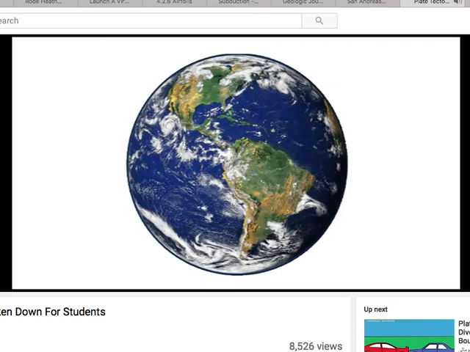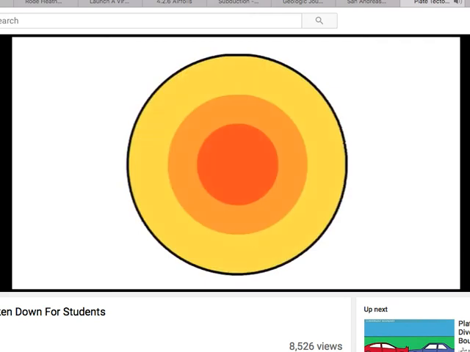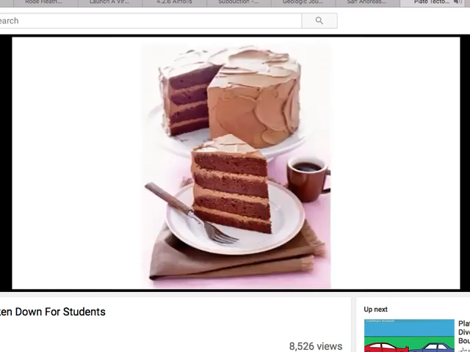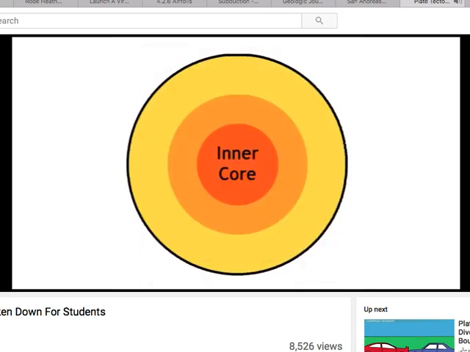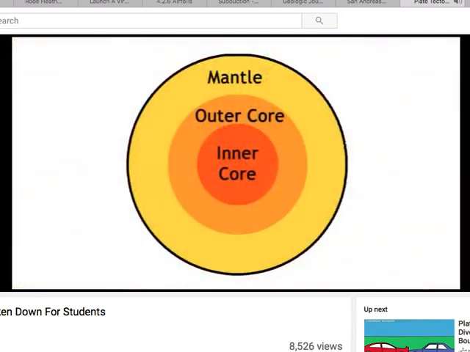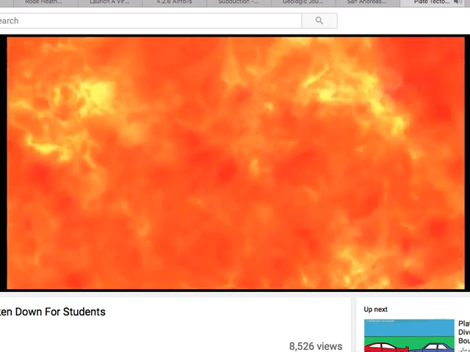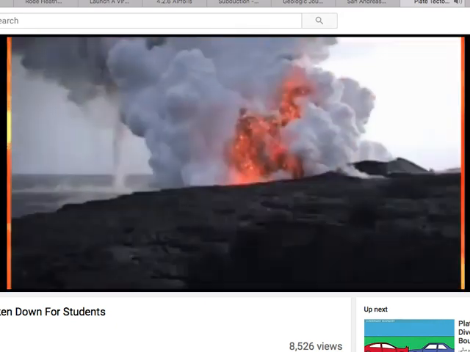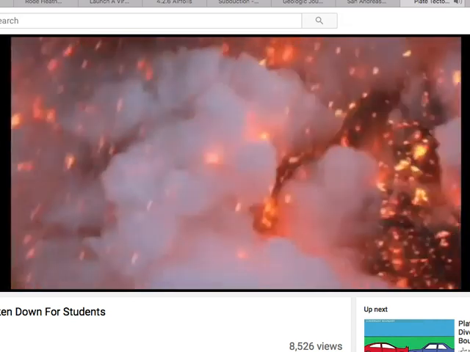Okay, so if you cut the Earth in half, this is what it would look like. The Earth is made up of 4 main layers, like a big round cake. The inner layer is called the inner core, which is a hard ball of hot metals. Around the inner core, there's the outer core, which is made up of very hot liquid metals. Then there's the mantle, which is made up of really hot melted rock, called magma. Sometimes, magma will come to the surface as lava in volcanoes.